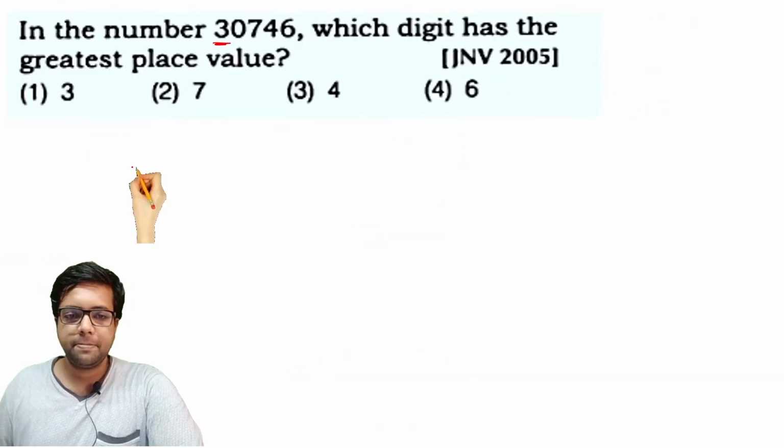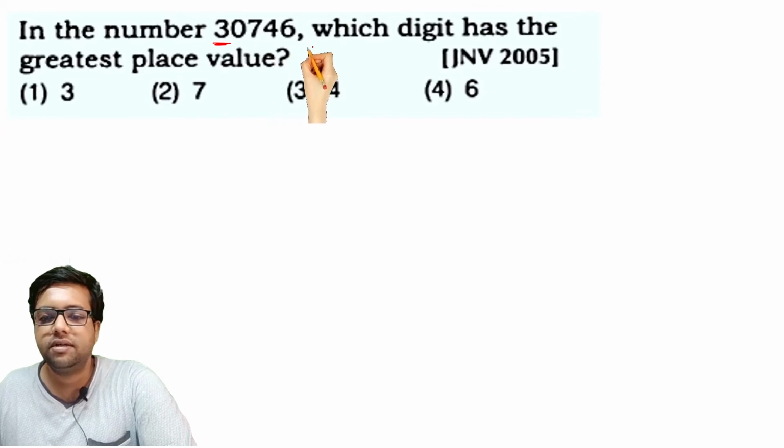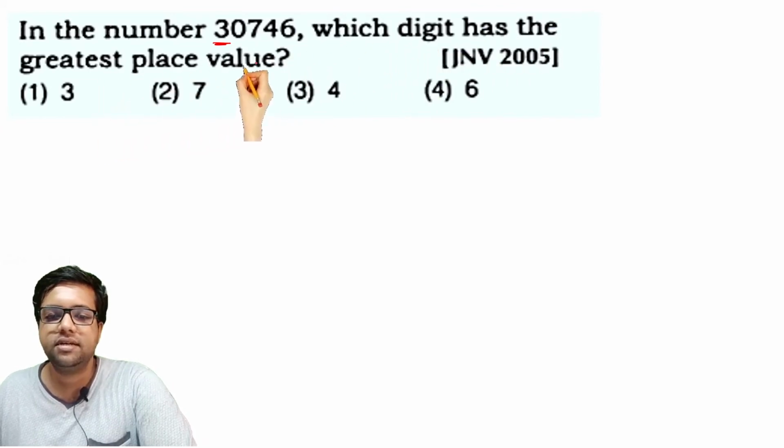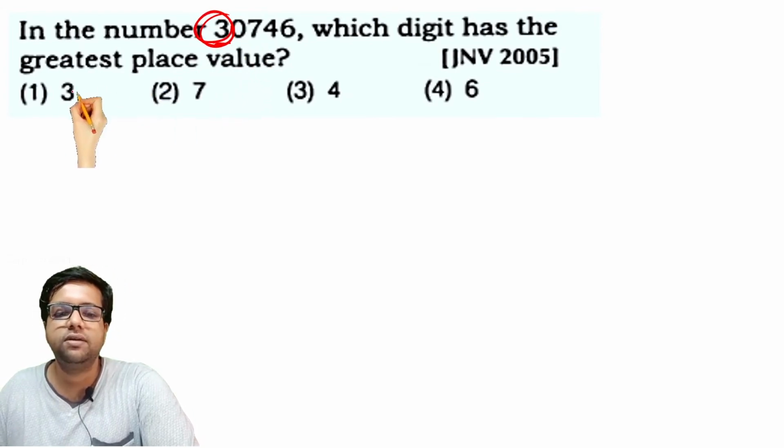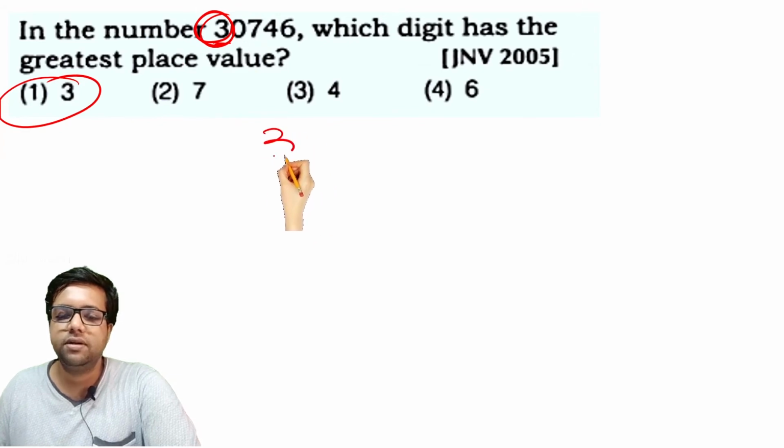What is happening? In the number 30,746, which digit has the greatest place value? Obviously, the number 3, which is on the left end corner, will have the greatest value. So, what will be the greatest value?